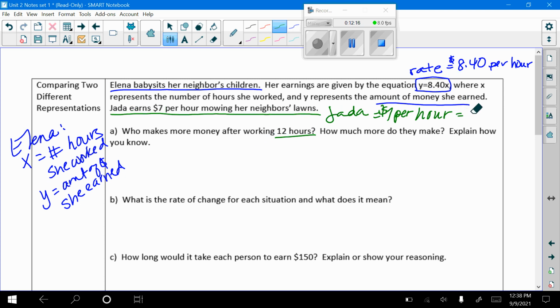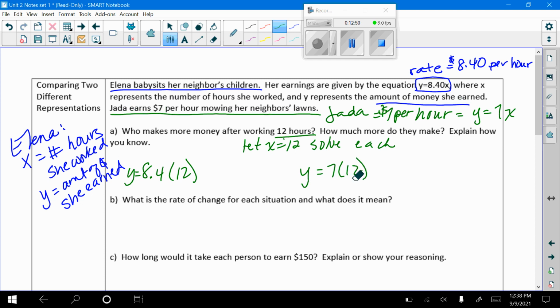So Jada is going to be y equals 7x. So plug in 12 for x and solve each. As I plug it in, it's going to be $1.40 more per hour times 12. Or you could say y equals 8.4 times 12, and the other one is y equals 7 times 12. Get those totals and then subtract.